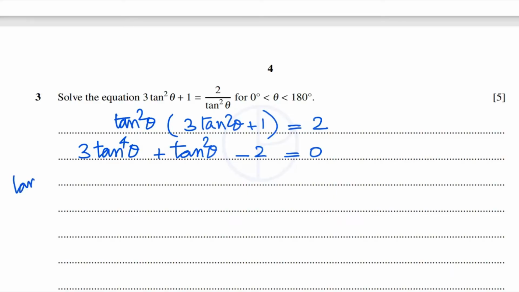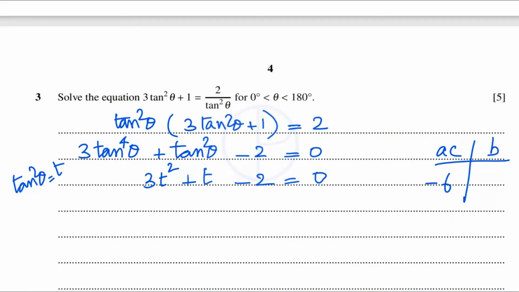Let's take tan squared theta as t. So we get 3t squared plus t minus 2 equal to 0. Let's factorize this one. On multiplying, we need to get 3 multiplied by negative 2, which is negative 6.